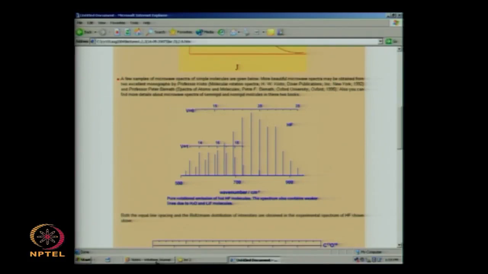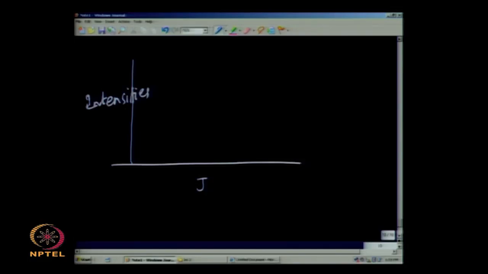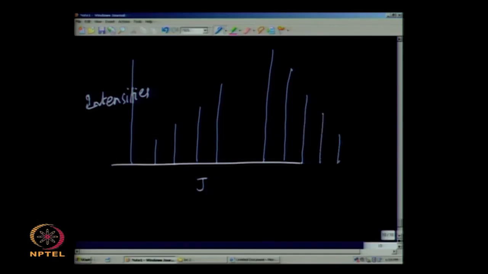Typically, we can draw this rotational pattern for a diatomic molecule as a function of various values of J, the intensities, if we have to plot. What you will see is for J equal to 0, J equal to 1, J equal to 2, equidistant lines and so on, and eventually after a certain value of J, the lines will start thinning down again, the area will be small, and therefore what you see is some sort of a shape like that as far as the intensities are concerned.